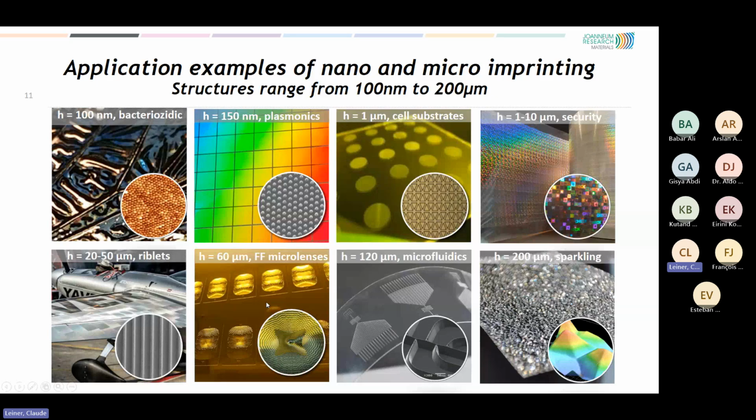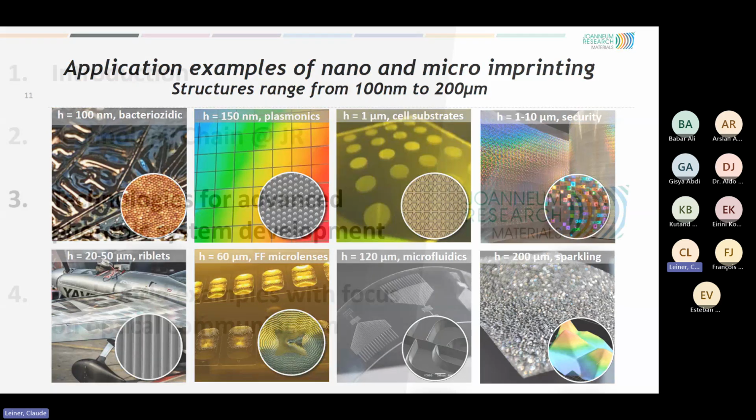We have done many different research fields already, many different structure types, from plasmonic structures. We are even doing research in meta lenses now, security features, microfluidics. Here are these freeform micro-optical elements. Then winglets, for example, for big use on planes to save fuel and so on, and even decorative foils like sparkling foils.